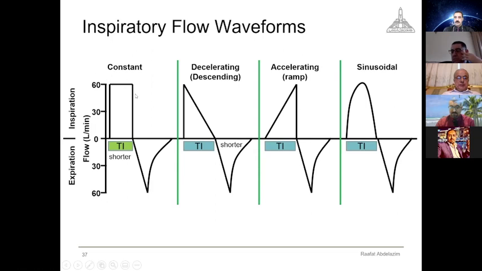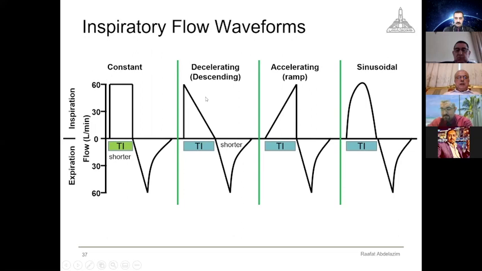During pressure-controlled ventilation, due to the ventilator mechanics and lung mechanics, the inspiratory waveform will be called decelerating. It will be at the maximum flow rate, then decelerate to the end of inspiration. Other waveforms are the accelerating and the sinusoidal. Don't worry about this. So this is the flow waveform. If we give volume controlled ventilation, it will give a constant inspiratory flow waveform. If we give pressure controlled, it will give this shape, the decelerating waveform.